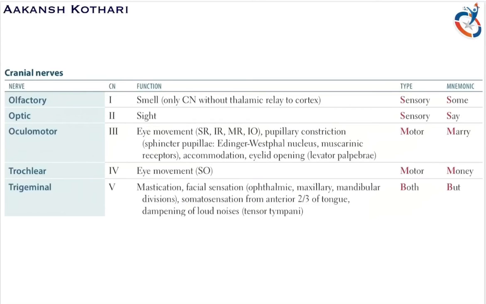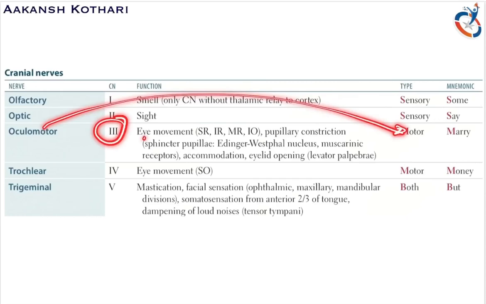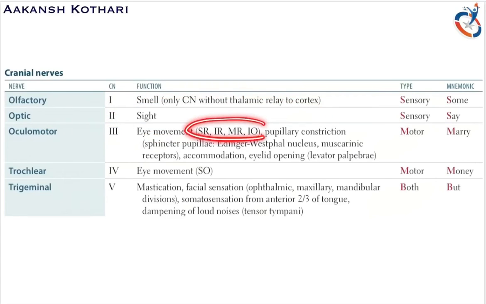The oculomotor nerve is a motor nerve, that means it helps in muscular activities of the eye. It controls four major muscles of the eye, that is superior rectus, inferior rectus, medial rectus, and inferior oblique muscles. I'll talk more about the functions of these muscles in the ophthalmology module, but just for now remember that the oculomotor nerve, which is cranial nerve 3, is a motor nerve used in eye movement and movement of these muscles, with pupillary constriction by the sphincter pupillae muscle, the Edinger-Westphal nucleus and muscarinic receptors.